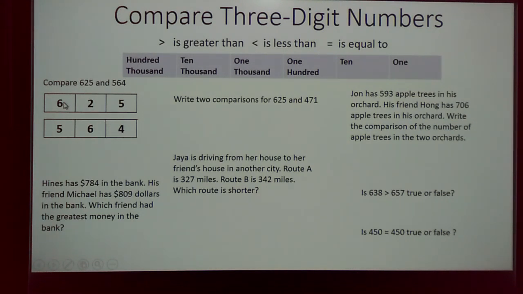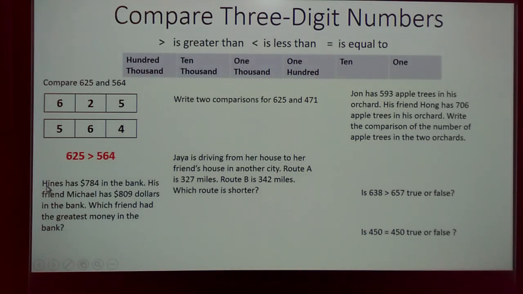Let's look at the digits farthest to the left. Is 6 greater than 5? Yes. So 625 is greater than 564. Remember, think of the greater than symbol as a mouth that's hungry. The mouth is hungry, so it's going towards the largest number, or the most food. So since 625 is a higher number than 564, the mouth will go towards the highest number.